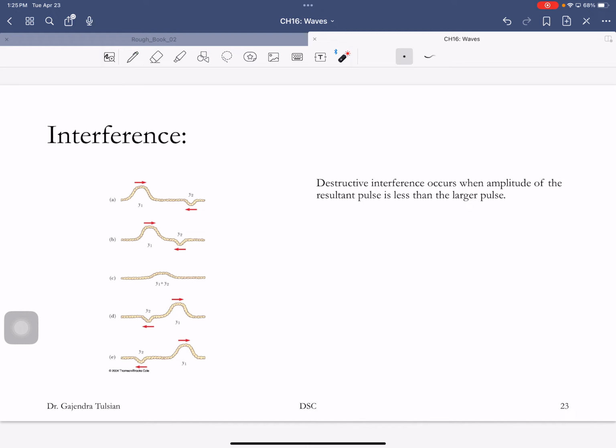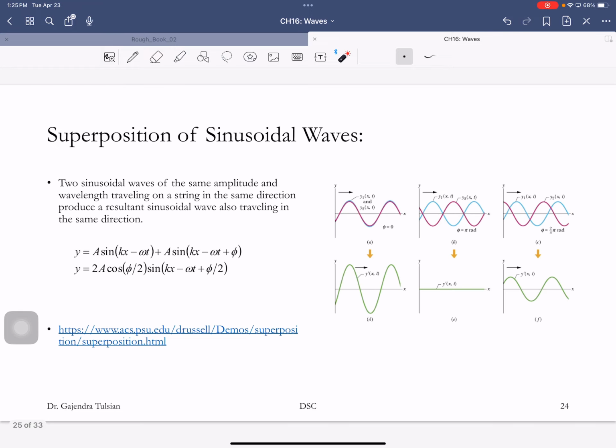So destructive interference occurs when the amplitude of the resultant pulse is less than the larger pulse. When you have two pulses of opposite signs and they combine, you can see the resultant pulse is smaller than the biggest pulse. So you have destructive interference going on. We will often be interested in complete destruction. You might remember that from the interferometers that we saw for gravitational waves.